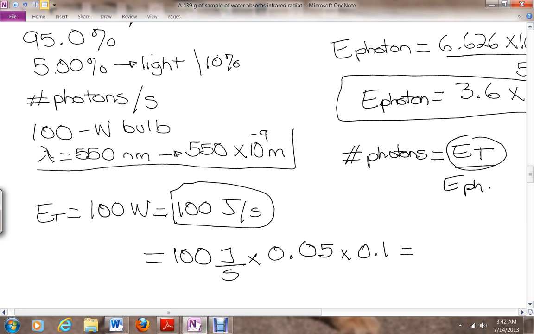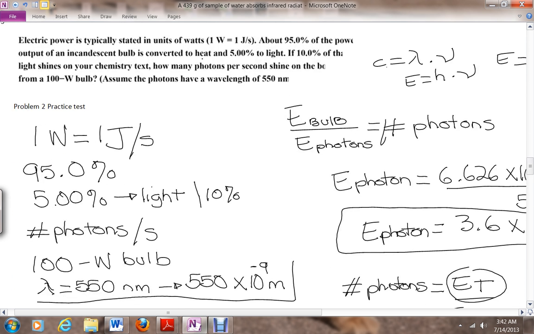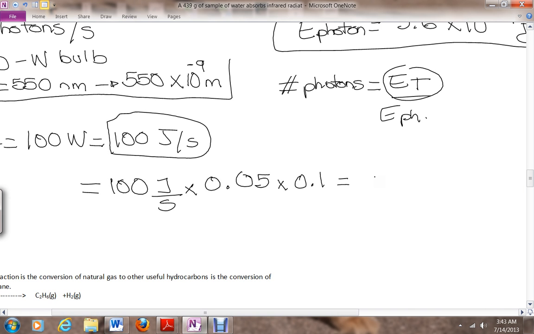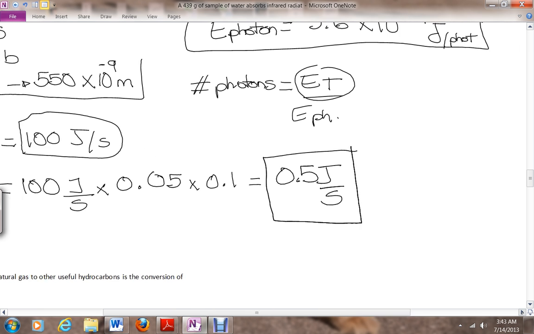5% would be the light, and 10% of that light is the one that is going to shine on the book. And that's what they're asking for: the light that shines on your textbook, per second. So it's 10% of 5% of 100 watts. You multiply this 100 joules per second by 0.05 by 0.1, and it gives you 0.5 joules per second. And that is the light from the bulb that shines on the textbook.